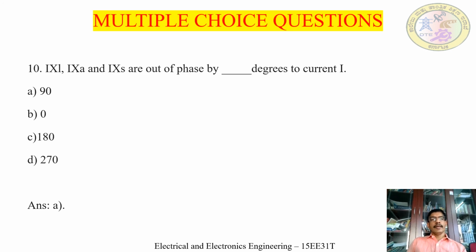IXL, IXA and IXS are out of phase by dash degrees to current I. All these three reactance drops are out of phase by dash degrees to current. Options are 90 degrees, 0 degrees, 180 degrees, 270 degrees. Definitely reactance has a 90-degree phase difference with the resistance or current. A is the correct answer.